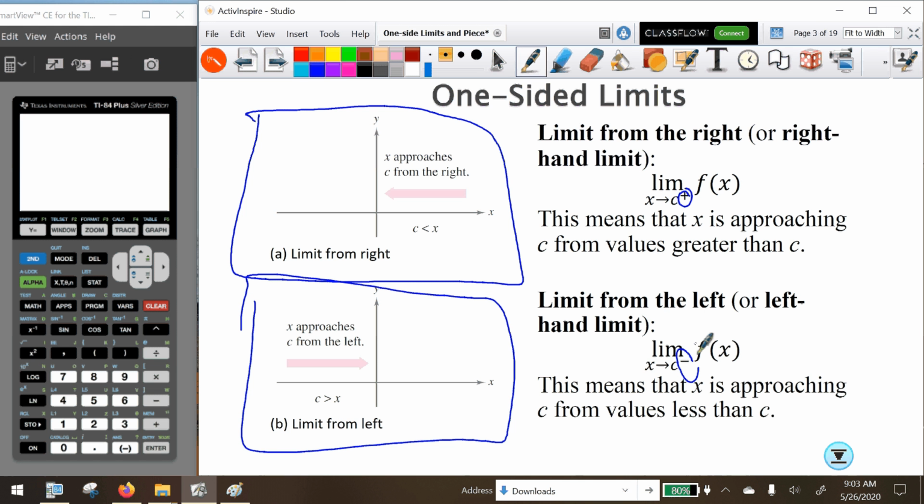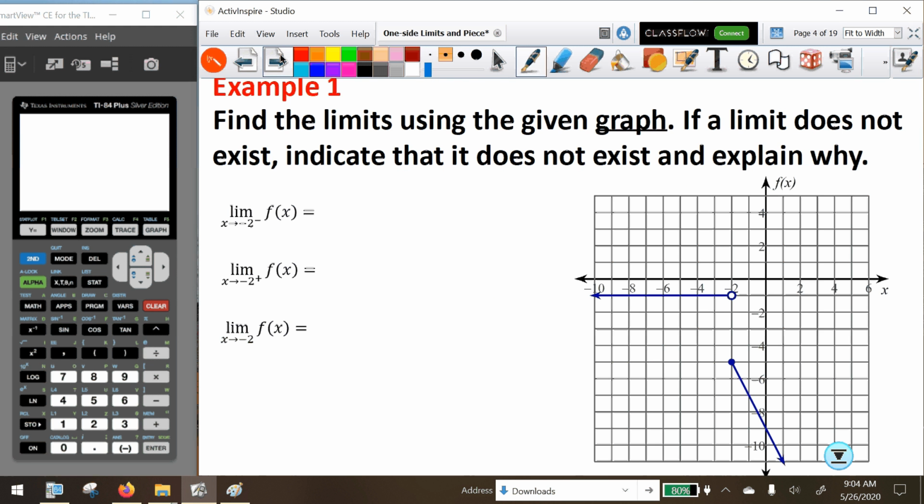Now, if the function approaches the same value from both the left-hand and right-hand limit, then we say that that limit exists as x approaches c. All right, let's look at an example where we just analyze a graph. Find the limits using the given graph. If a limit does not exist, indicate that it does not exist and explain why.